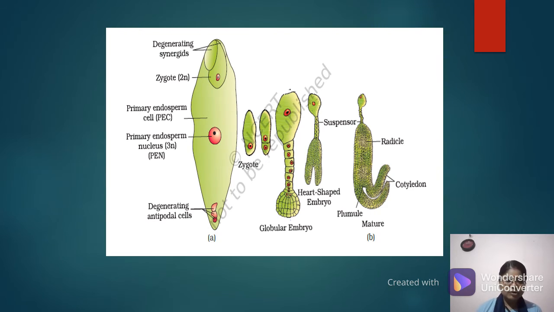Now you can see the structure. You can see the degenerating synergids, as I have told you. They start degenerating, and here the antipodal cells also start degenerating. This is your zygote, as you can see here. Now there are two things inside that embryo sac. One is your zygote and the other is your endosperm.